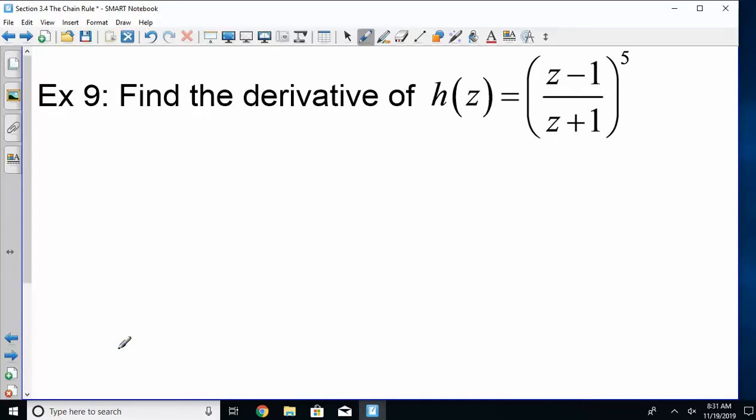Do you want to keep it as it is, or do you want to put top and bottom each to the 5th power? Okay. So you don't have to, but we have that option.